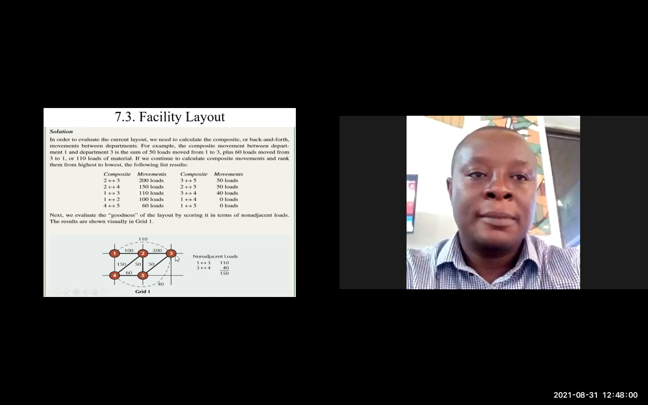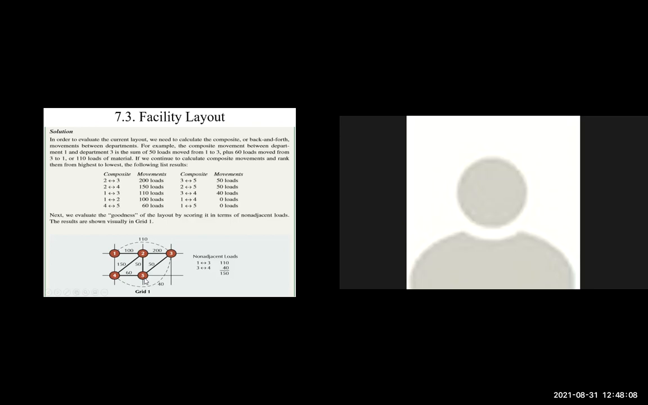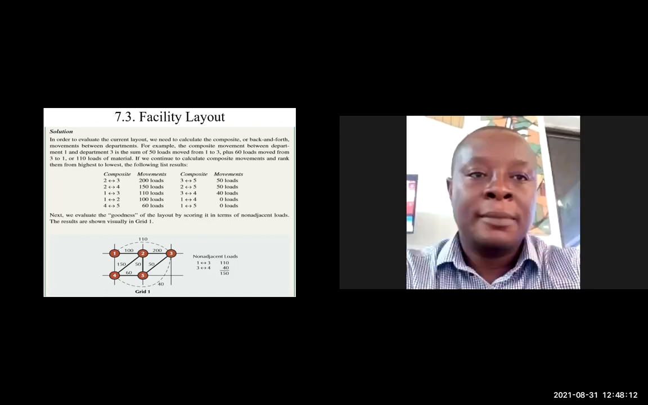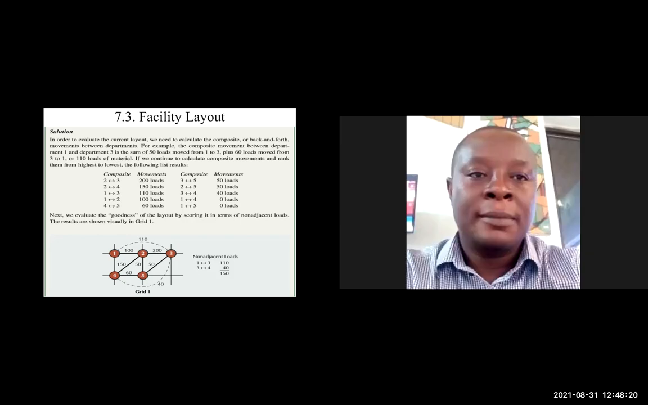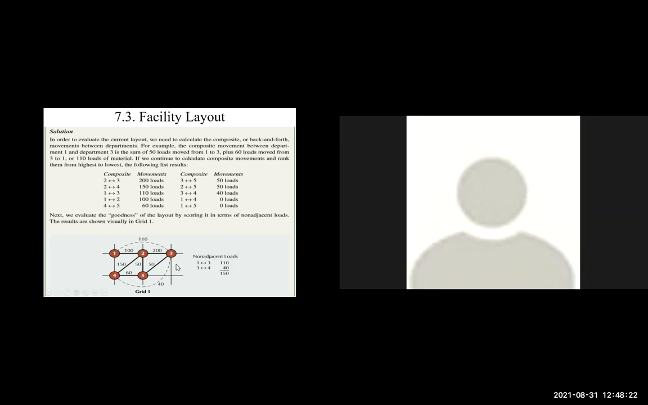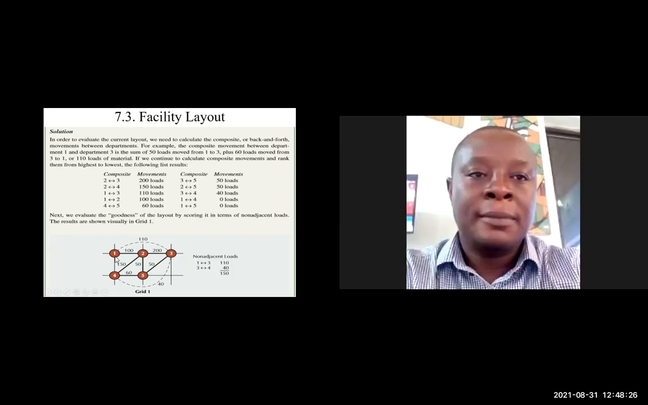I want to see the possible non-adjacent movement apart from 1 and 3 and 3 and 4. Which other movement, if we had it on this diagram, would represent another non-adjacent movement? Can you point anything to me? None, sir. Four and three. Four and three is already there. So it's none. Yes, sir. Apart from these two.